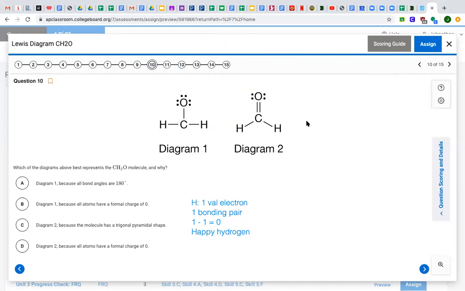All right, and then Caton says hydrogen, 1 valence electron, 1 bonding pair, 1 minus 1 equals 0, happy hydrogen. Okay, very good, Caton. Thank you. And Caton, do you have any questions about what we discussed?